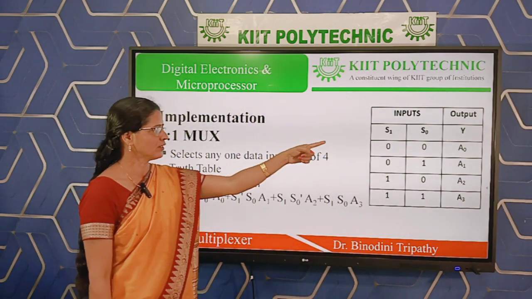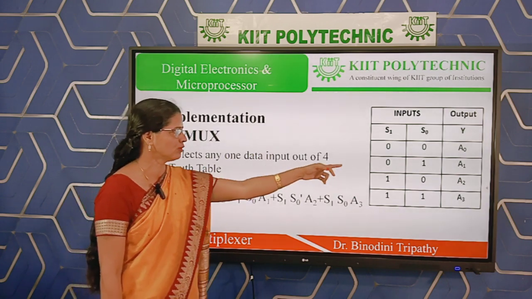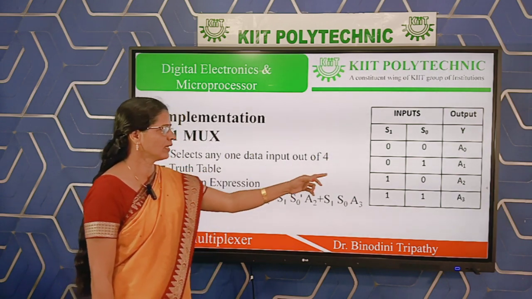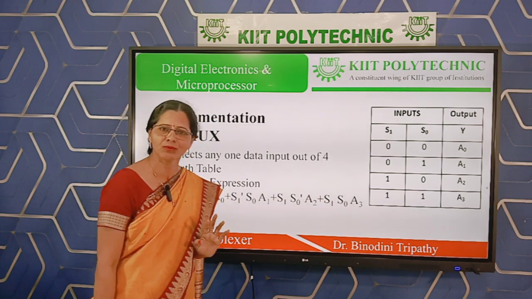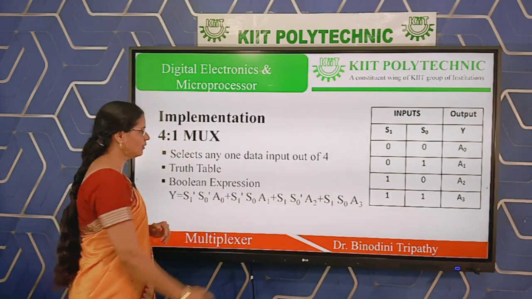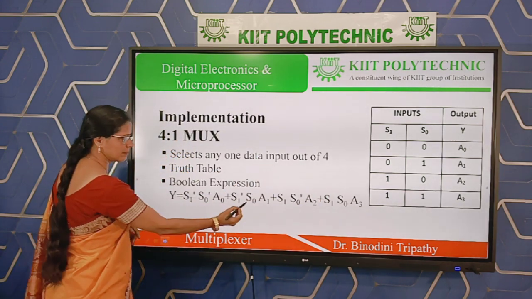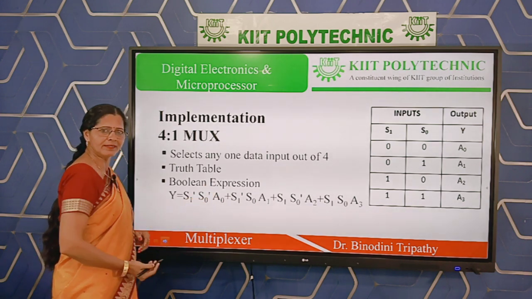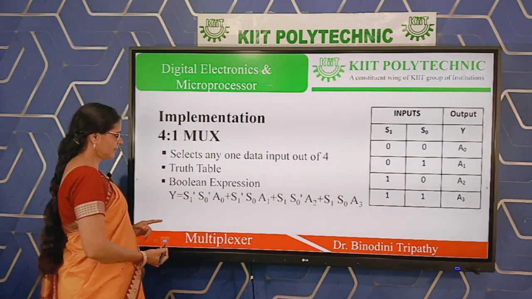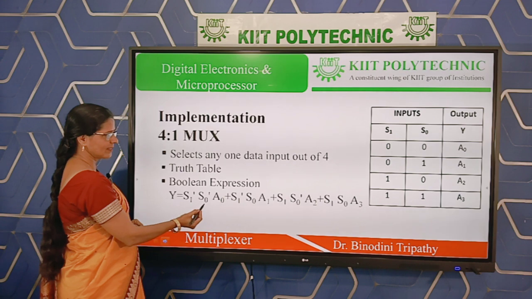So for each possibility 1 input will be selected. When you are applying 0, 0, A0 will be selected. When you are applying 0, 1, A1 will be selected. For 1, 0, A2 will be selected. For 1, 1, A3 will be selected. So this is your truth table. From the truth table you can write the Boolean expression, just like in the previous slide. We have finished. Now check.